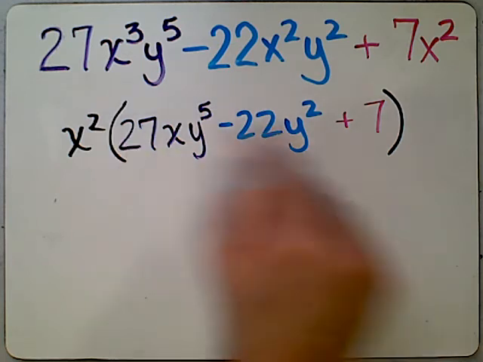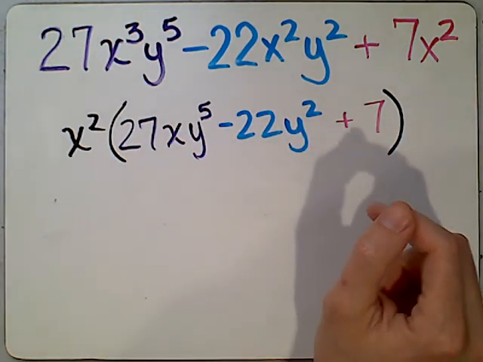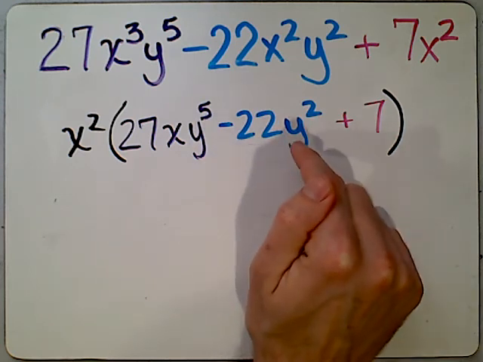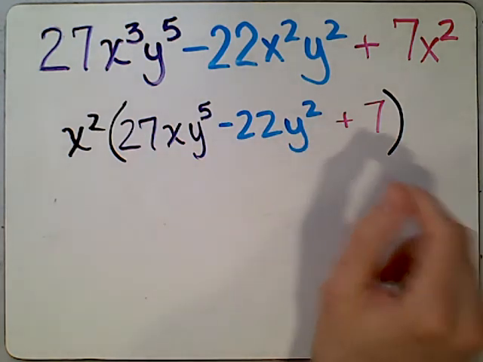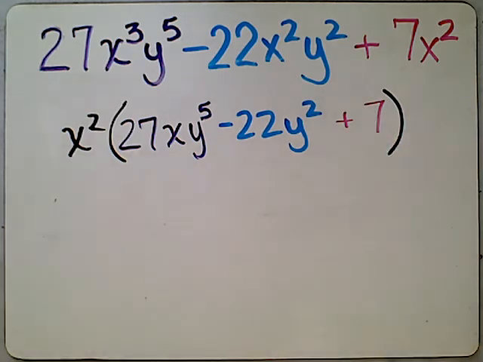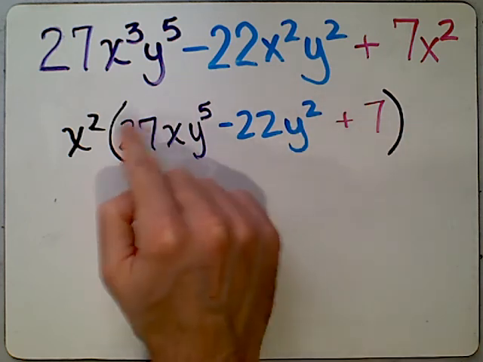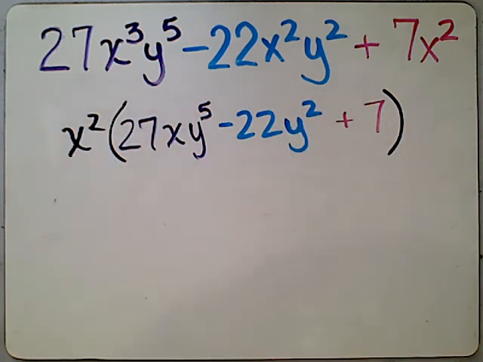So in this case, there is definitely no number that can go into 27, 22, and 7. This term here does not have any x's, so x's can't come out. And this term on the end here does not have any y's, so y's can't come out as well. So we're left with a prime factor inside of the parentheses and the x squared on the outside, so we have successfully factored this question.